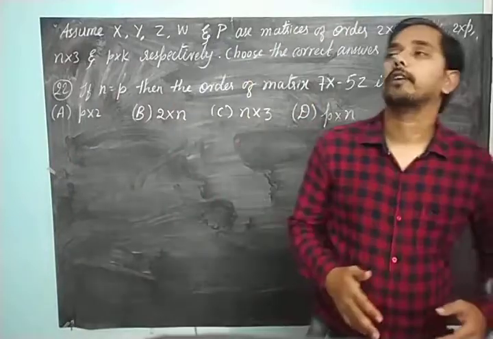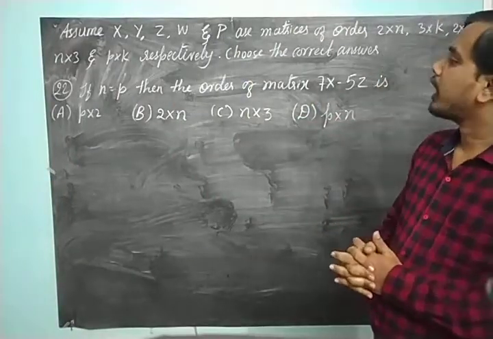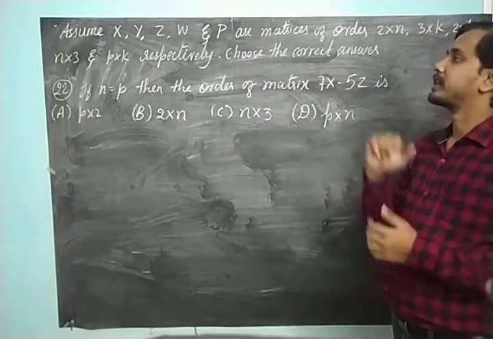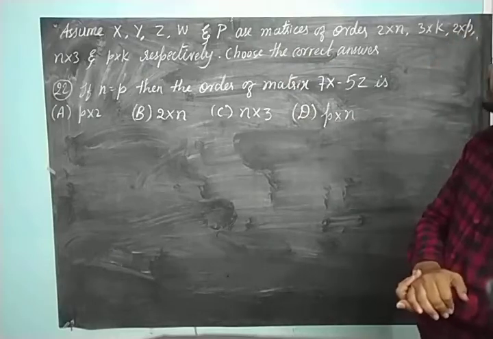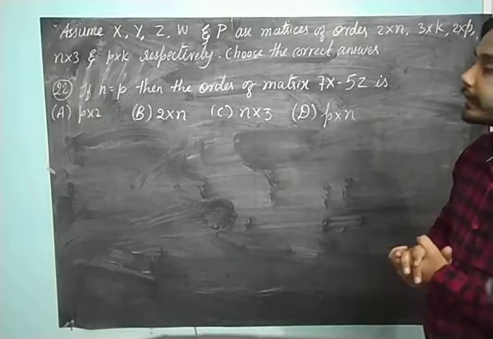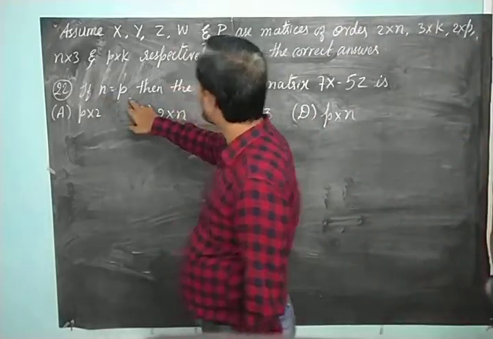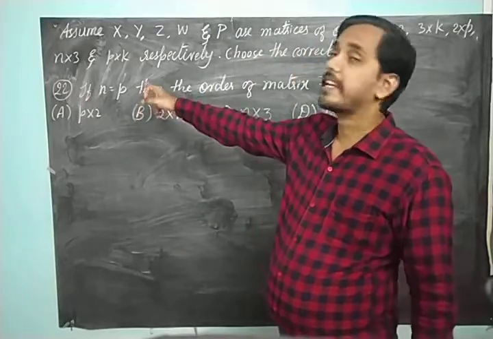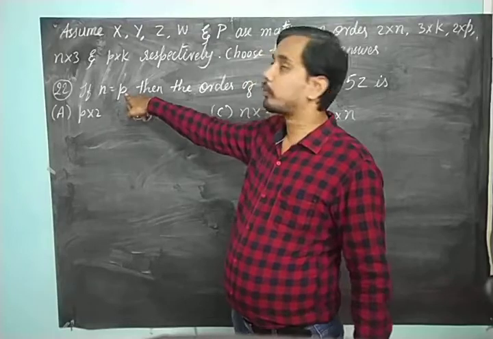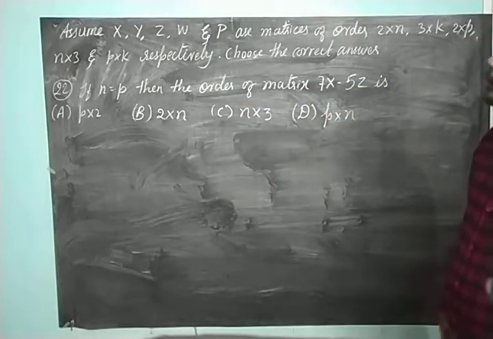Okay friends, I hope you have understood the previous problem. So let us proceed to the last problem of this exercise. Same condition: x, y, z, w and p are matrices of the given order, as in the previous problem. But what is the condition here? If n is equal to p, where n and p are orders of some matrices, then what is the order of the matrix 7x minus 5z?